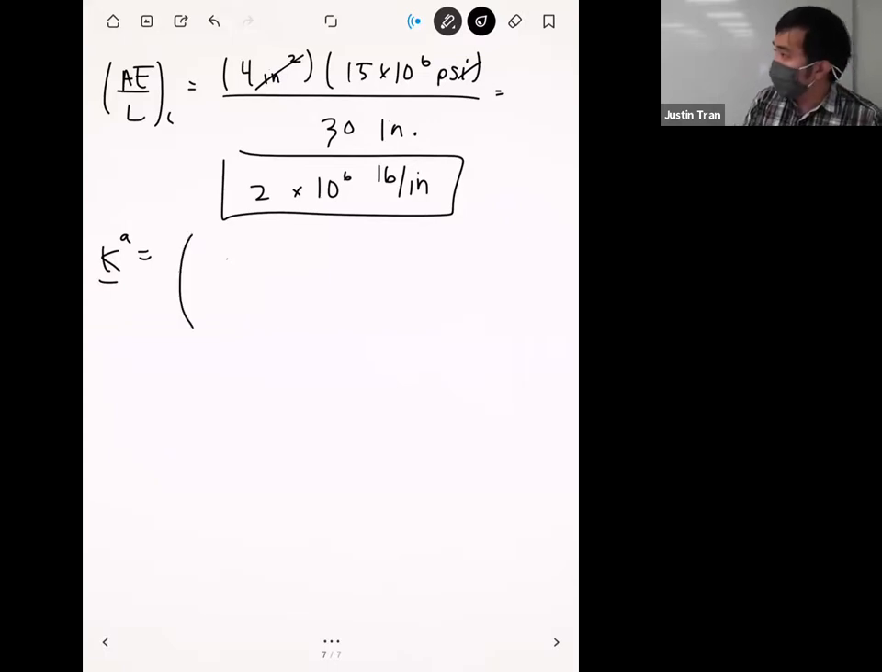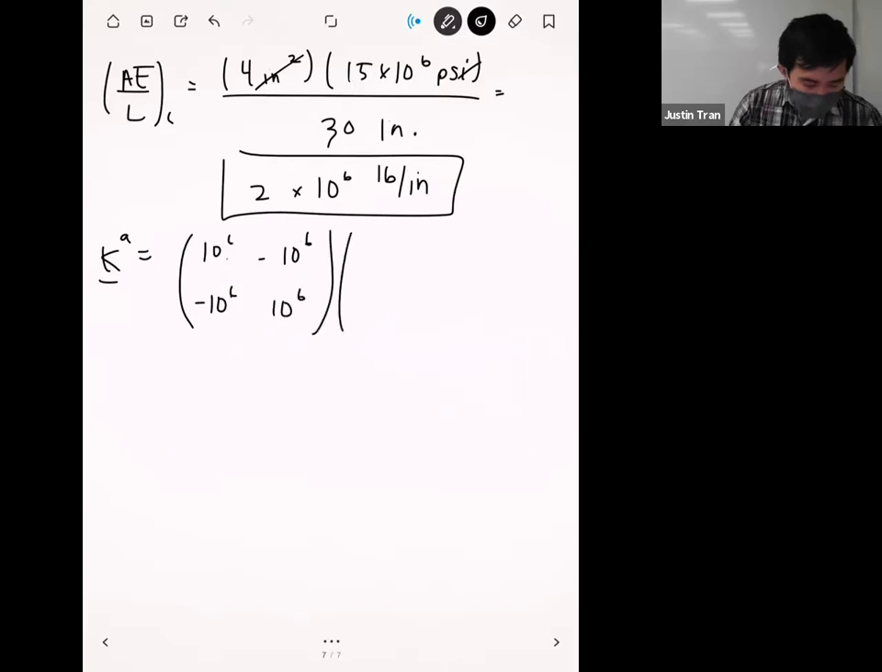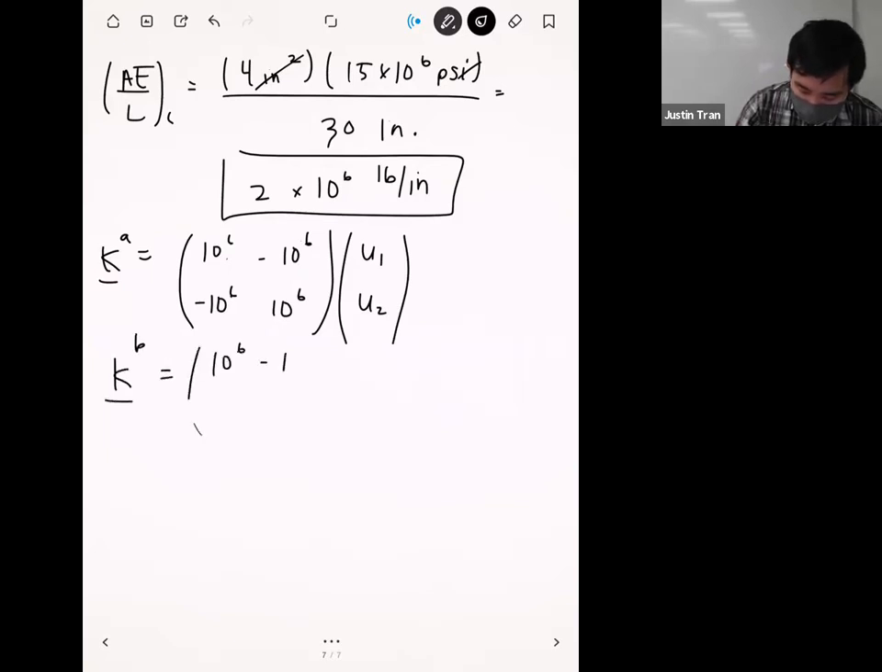For the element stiffness matrix for element A, we have the effective spring constant, which is 10 to the 6, minus 10 to the 6, minus 10 to the 6, 10 to the 6. Then we have to list out which nodes element A acts on. Element A is going to act on nodes 1 and 2, so we need to specify that in our matrix so we know where to put them. For element B, we have the same values in our matrix, but they're acting on nodes 2 and 3 instead.